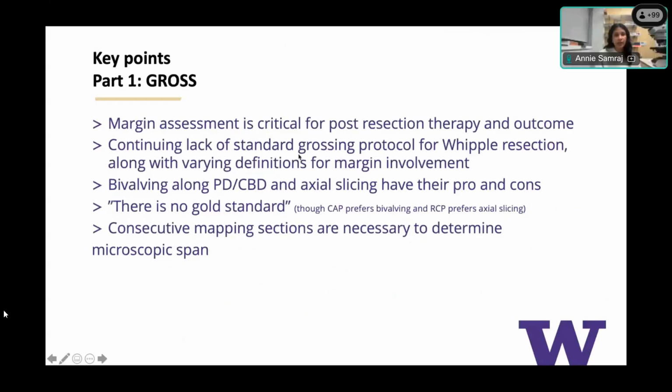Okay, so let's recap the gross evaluation. There is no standard grossing protocol. The two types of methods are bivalving along the pancreatic duct and the common bile duct, or axial slicing. Both of them have their pros and cons, and it would depend on what your surgeons and oncologists need. And typically in North America, we follow bivalving, and on the other side, it's axial slicing.